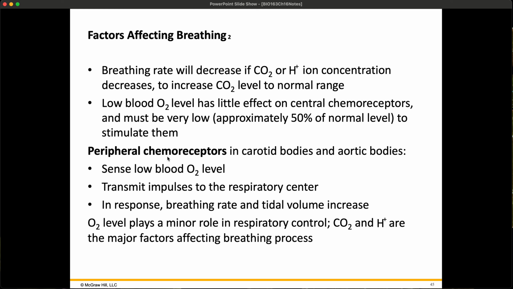Those peripheral chemoreceptors are in your carotid bodies and aortic bodies. So carotid artery in your neck, aortic body in your aortic arch. They are monitoring oxygen levels and send those signals to the respiratory center to change breathing, but they only have minor control. Really, the central chemoreceptors monitoring CO2 and hydrogen are what's really regulating the involuntary breathing process.